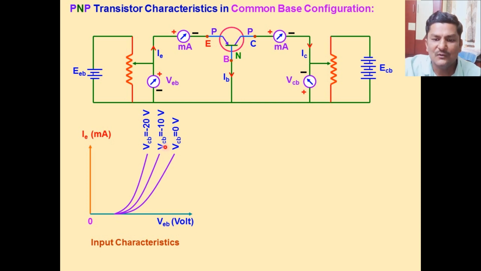So from 0 up to a certain value of VEB, and that value depends on whether it is a silicon crystal or germanium crystal, this is the reason why, even if we change the VEB value, we do not observe an IE value other than 0. If the applied voltage is greater than the barrier potential, then we observe the emitter current.